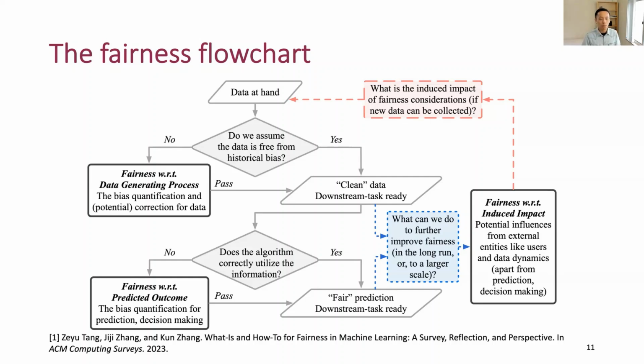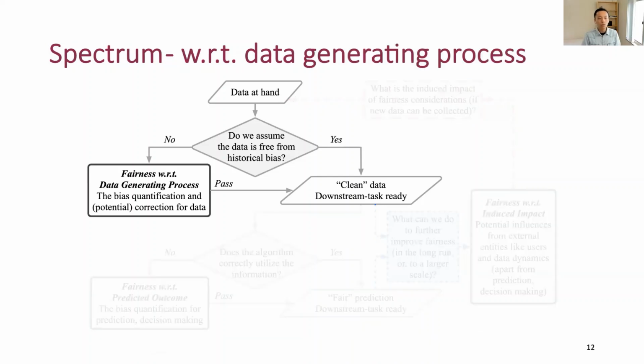And as we see each single spectrum of the flowchart, we will see how causality introduces unique insight and provides us with a very useful tool to achieve different goals in different fairness spectra. So the very first spectrum is what we call fairness with respect to the data generating process. It should be very intuitive because we are trying to analyze the data generating process itself.